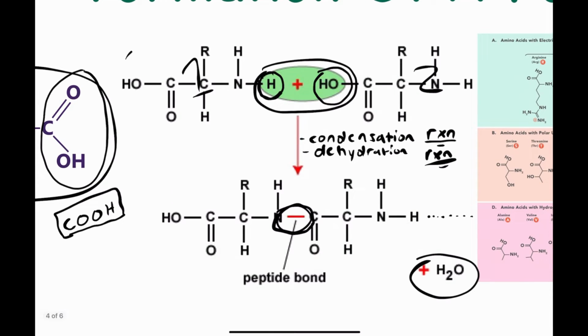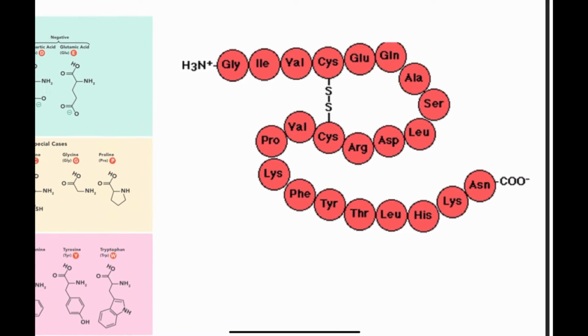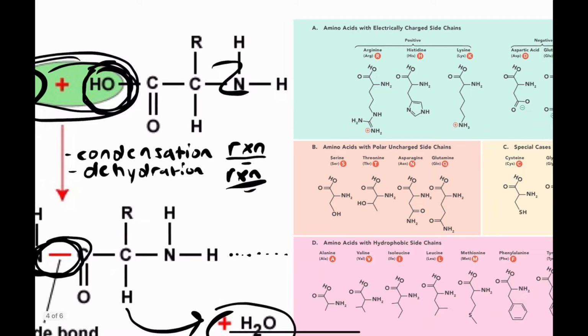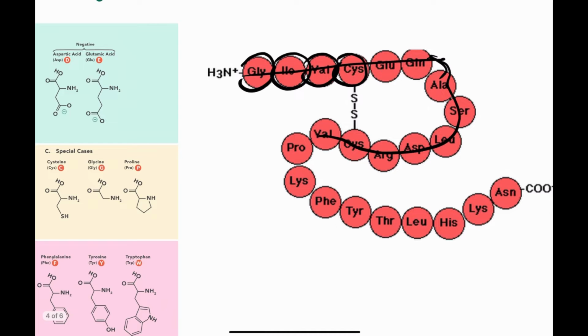So we have the hydrogen and the hydroxyl group that come together and bond covalently to form a peptide bond, thus releasing a water. And in reverse, we can actually break bonds as well through hydrolysis, which is the addition of water. Okay, so now what we have is a polypeptide. So if we look at glycine, isoleucine, valine, cysteine, and so on and so forth, all of these underwent peptide bond formation through a condensation or dehydration reaction to form this long polypeptide chain.